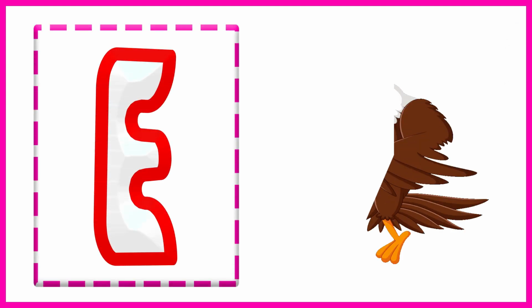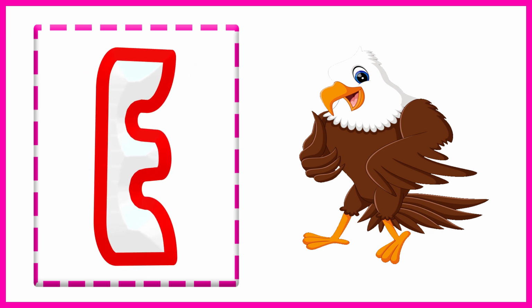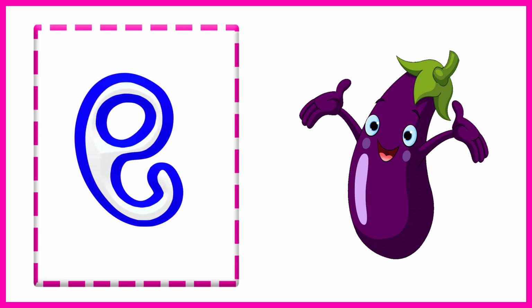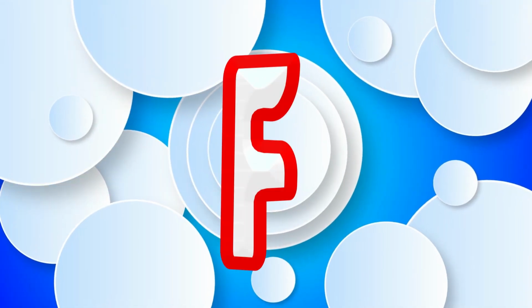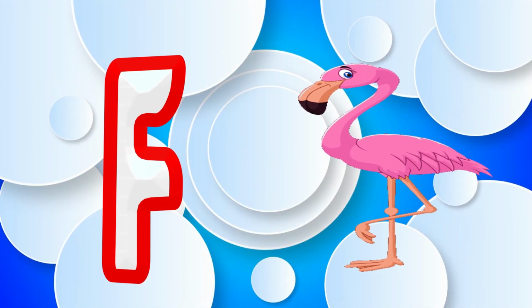Let's sing together! E as an eagle, E, E, E. E as an eggplant, E, E, E. Big F. Small F. F as in flamingo, F, F, F.